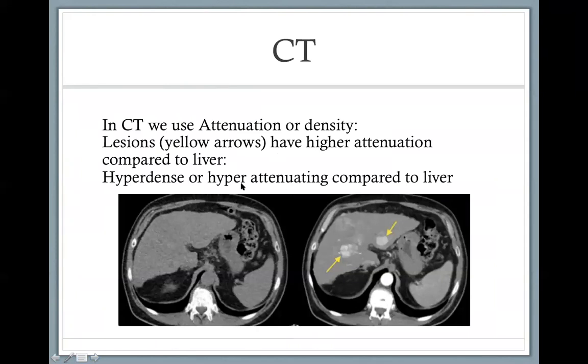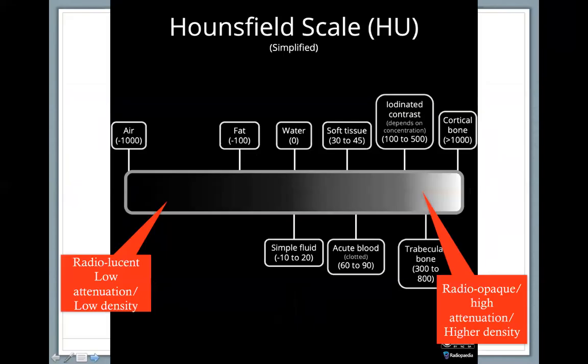In CT, we talk about attenuation. We also talk about density, so both of them are true. So if I look at the lesions here in the liver, I would say that these are hyperattenuating or hyperdense compared to the liver parenchyma, okay? So this is how we describe in general on CT, hyperattenuation or hyperdense.